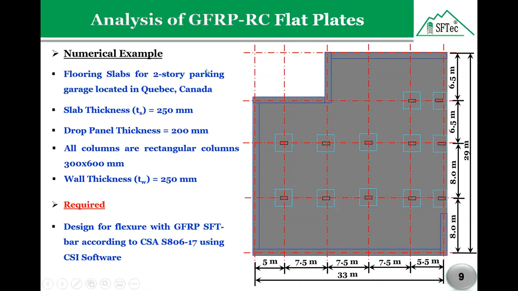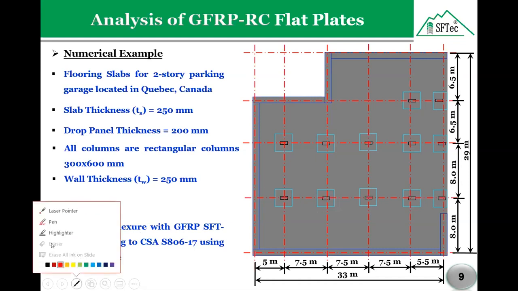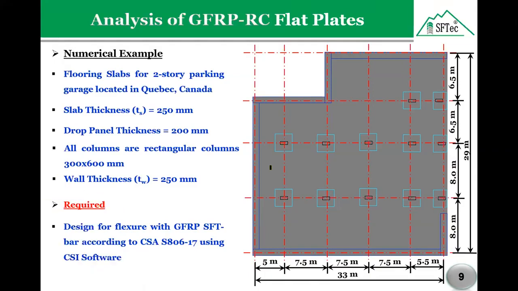And here the loads are very, very high. So the designer decided to put a drop panel around the column, as we see here. The thickness of the drop panel is 200 millimeter. All columns we have in this flooring slab are 300 by 600 millimeter. And also the wall thickness. On the boundary of the slab, we have walls, and you can see the walls here in blue. So all the boundary here, we have a wall. The thickness of this wall is 250 millimeter also.